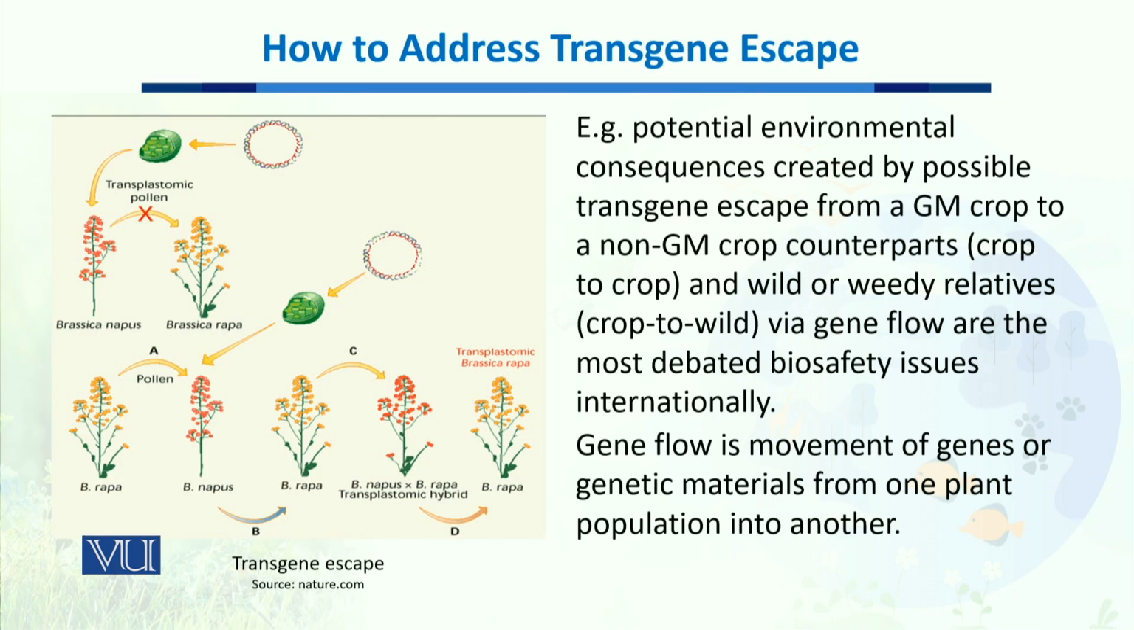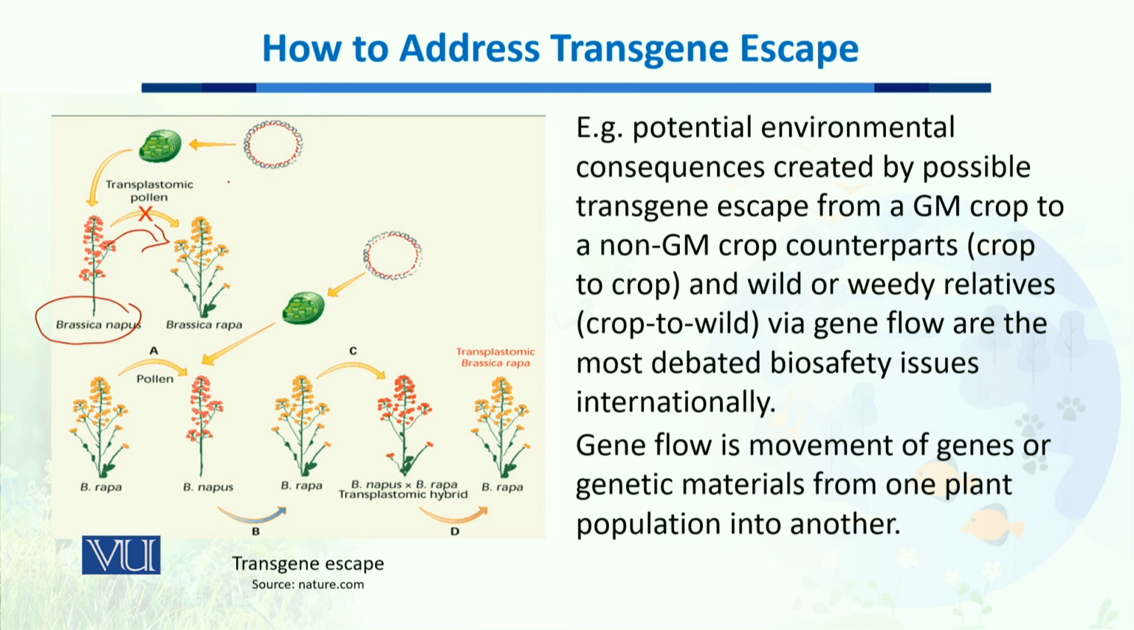Now, gene flow is the movement of genes or genetic material from one plant population to another plant population. You can see in this diagram, for example, transplastomic pollen of Brassica napus. Normally, this pollen cannot be transferred to Brassica rapa, which is the identical species.